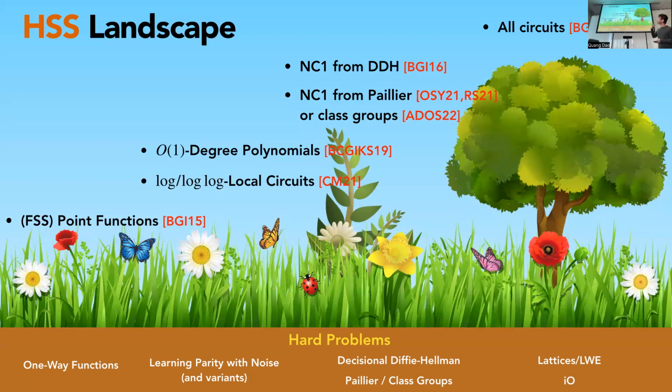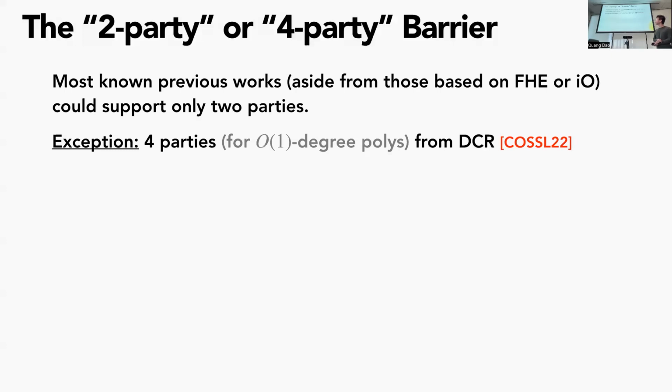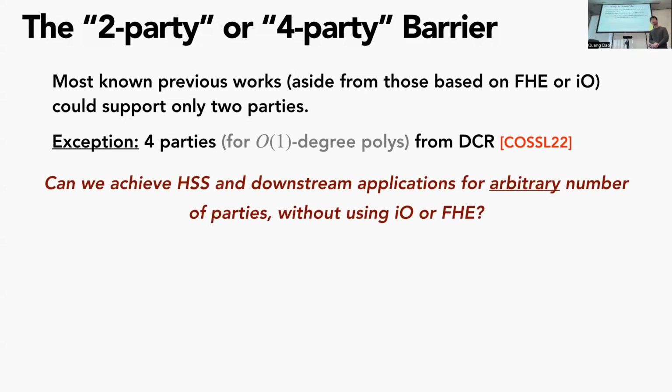One particular aspect that is missing from this picture is how many parties the HSS scheme supports. And it turns out that prior works have left a two-party barrier in the HSS constructions. What this means is that all the known previous works, except for those using lattice or IO, could only support two parties. You cannot secret share to three parties or more. You can only share it between two parties. This will limit the expressiveness and the functionality of downstream applications. There's sort of an exception with small parties, but really it just relies on the two-party schemes as a black box. So this was an open question: can we achieve HSS that can handle an arbitrary number of parties?